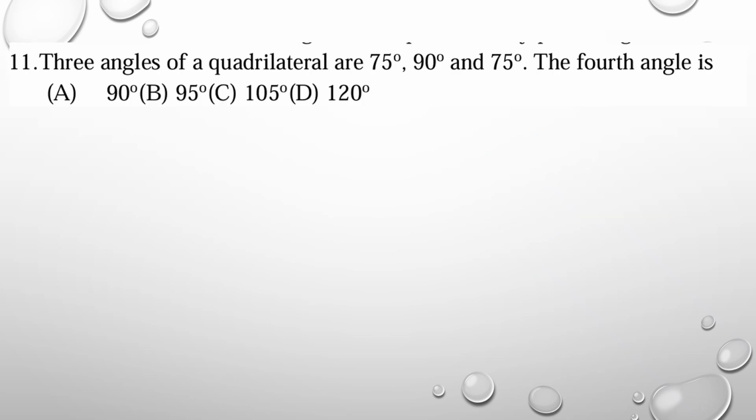Next, question number 11. Three angles of a quadrilateral are given: 75, 90, 75. You need to find the fourth angle. Sum of all angles of a quadrilateral is 360 degree. 75 plus 90 plus 75 is 240. 240 plus x is equal to 360, which means x is equal to 360 degree minus 240, which is 120.